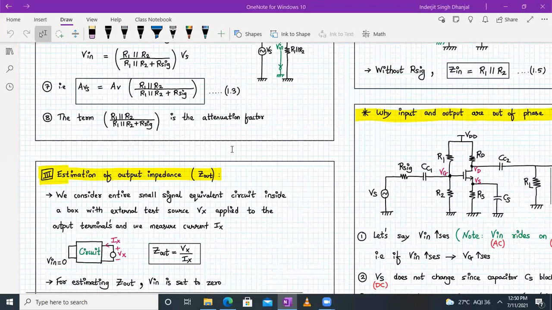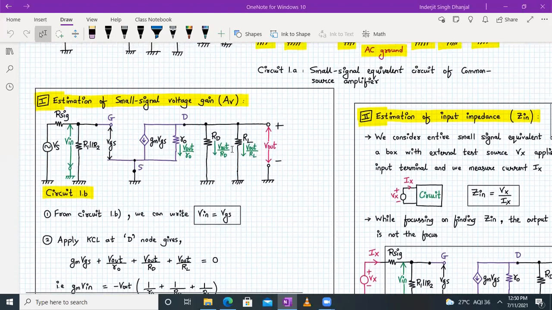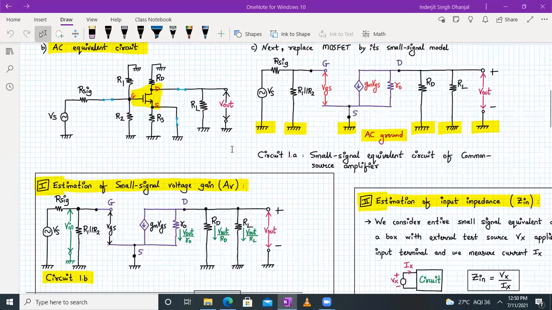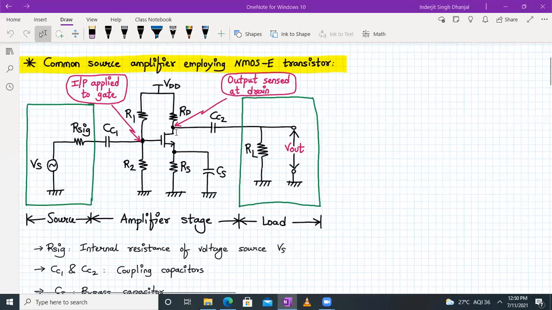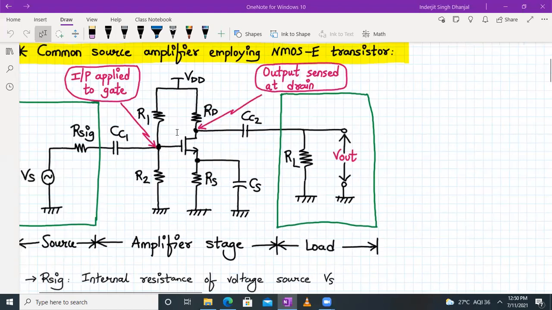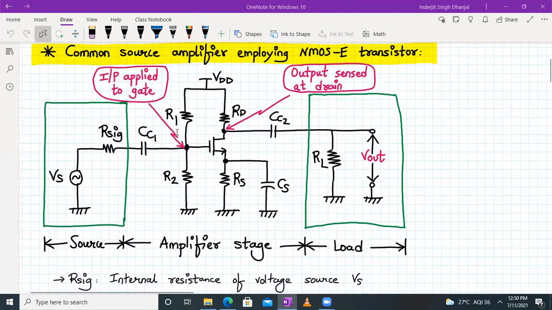With this, we have completed the derivation for the small signal voltage gain, the input impedance, and the output impedance for a common source amplifier employing an N-channel MOSFET. That's all for this session.